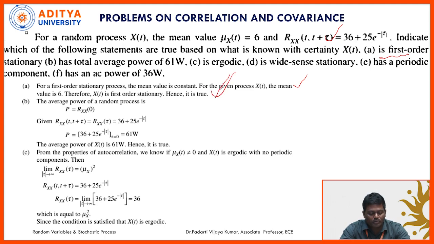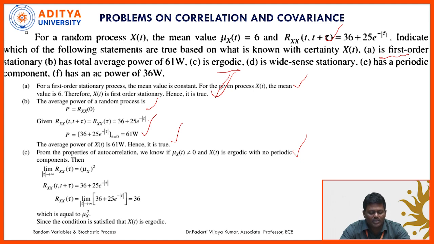Next, we need to compute the average power, and the average power value is mentioned as 61 watts. Let us check. Average power is also equal to the mean square value. The mean square value can be computed by making the autocorrelation function tau equal to 0. So e power 0 is 1, 36 plus 25, 61 watts. So the second statement is also very much true. Next, the third statement, whether the given random process is ergodic or not. So when do we say a random process is ergodic?